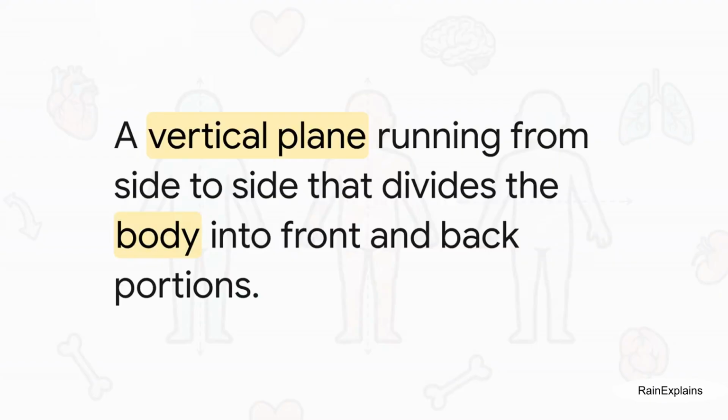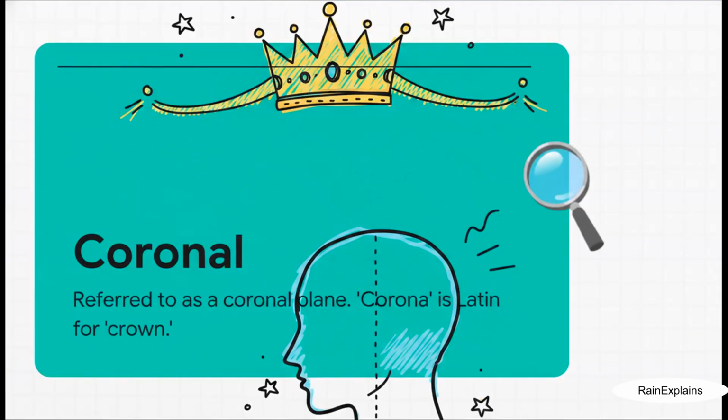It's a vertical plane running side to side, and it is absolutely vital for understanding the depth and the layout of our internal organs. Now, here's a really fun fact about the etymology behind the alternative name for this plane. You are definitely going to hear medical professionals refer to it as the coronal plane. And yeah, that sounds like a super intimidating piece of medical jargon, but it actually just derives from the Latin word corona, which literally means crown.